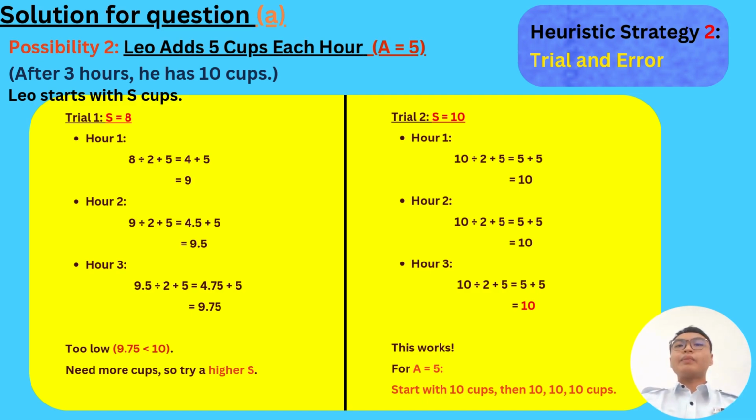For trial 2, maybe we can try S equals 10. After we do that, after hour 3, we got 10 cups. This means we are correct. For A equals 5, he starts with 10 cups, then 10, 10, 10 cups.